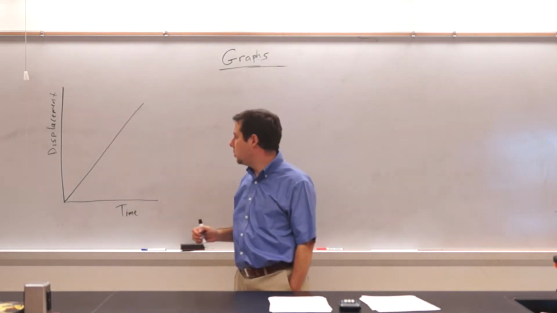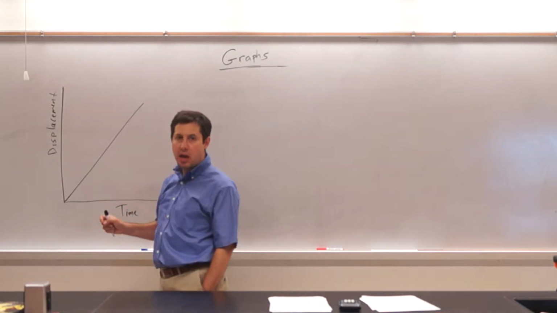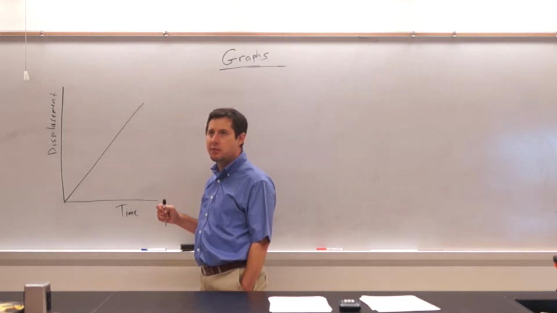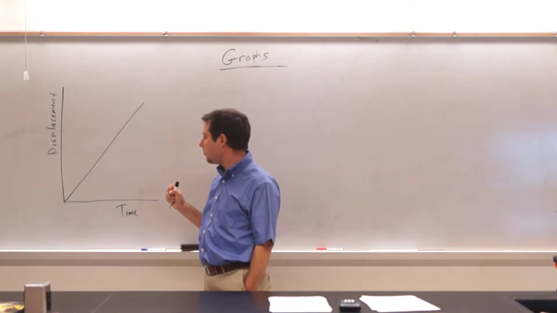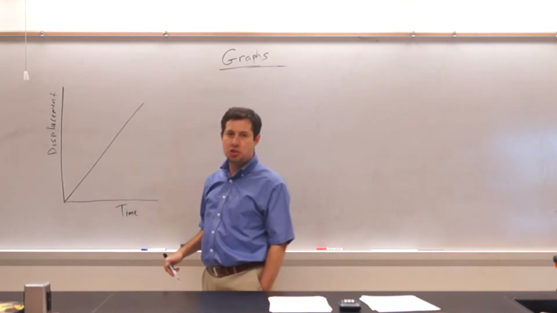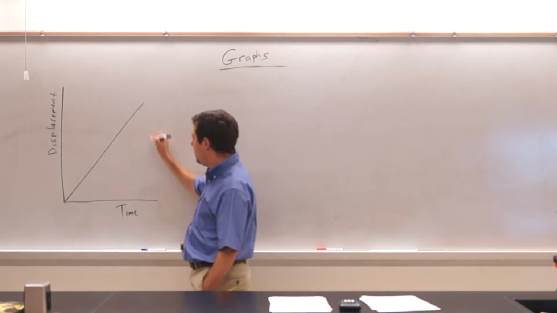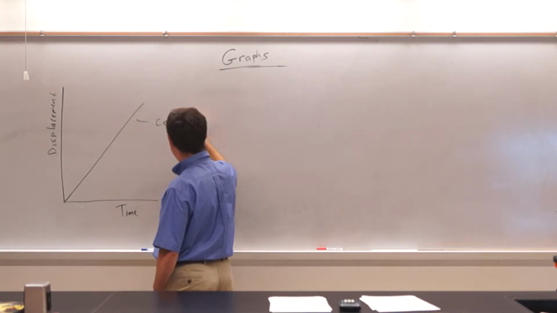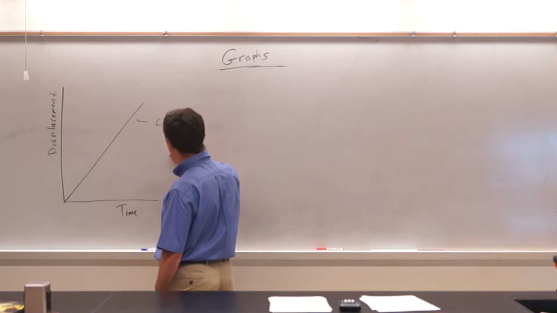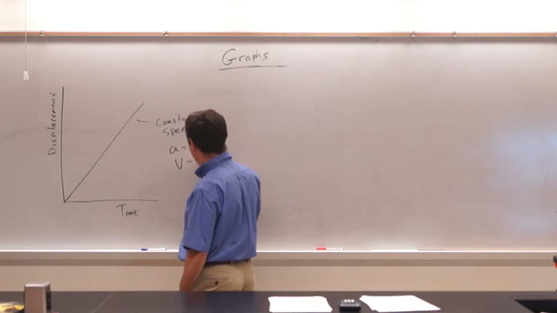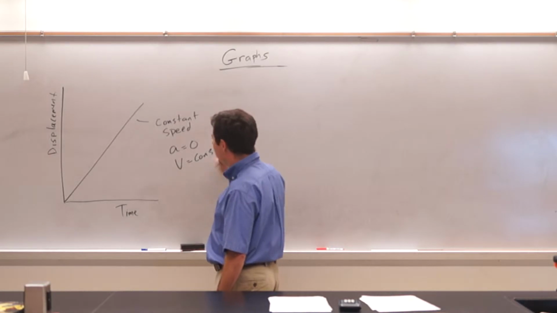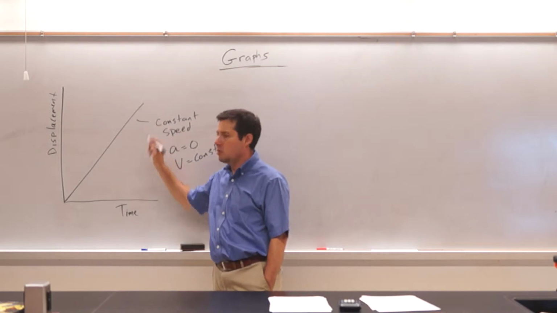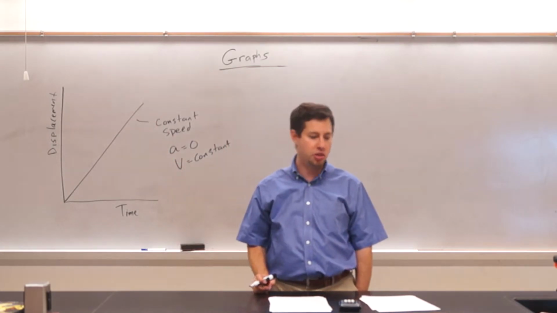If you look at this, you can see that the displacement is increasing with time. That means that the object is moving, presumably in the positive direction if the displacement is positive. If this line is straight, that means it's moving at a constant speed. Constant speed in this case means that acceleration is 0 and velocity is a constant number. If it is not moving at a constant speed, you'll actually see a curved line of some sort, and there are different curves depending on how the acceleration is going.